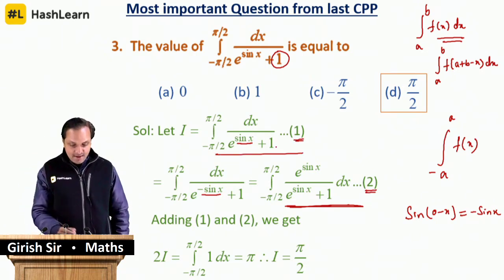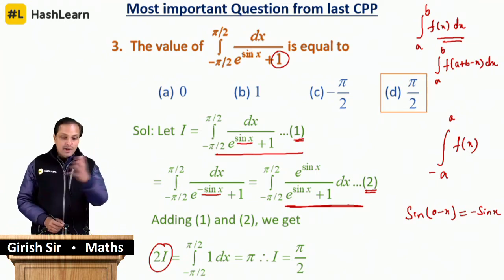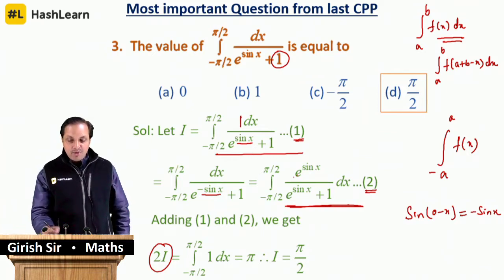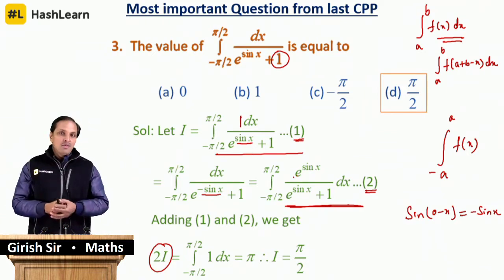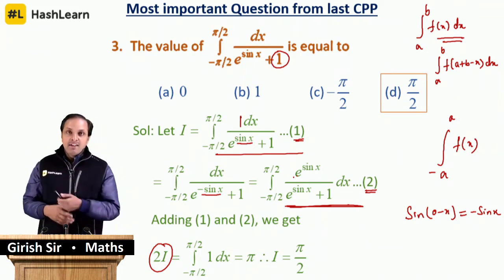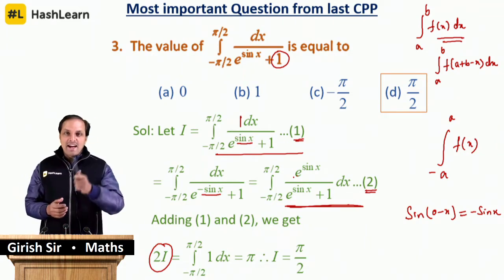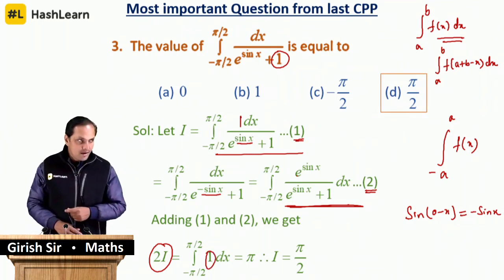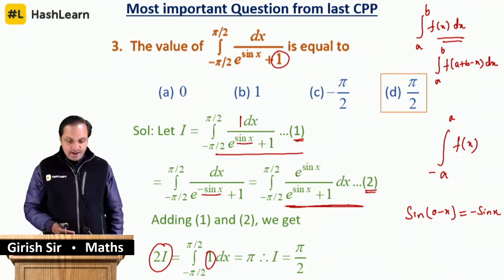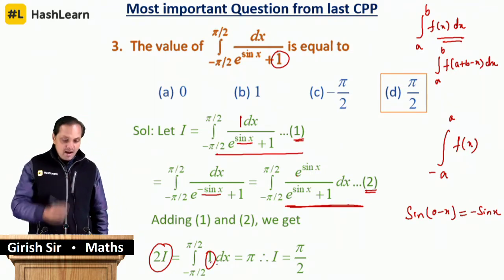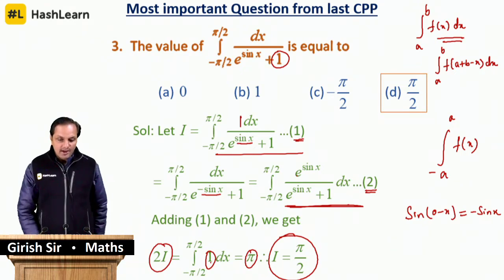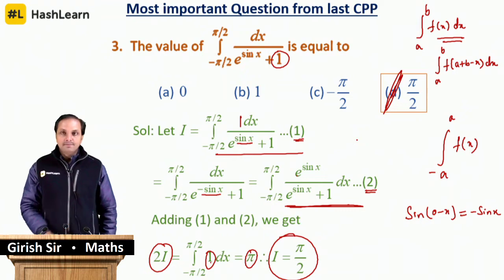If you add the left hand side, you will get I plus I, 2I, and on the right hand side, if you add, 1 is there, and e to the power sin x is there. Your LCM is also 1 plus e to the power sin x, so the two terms in the numerator and the denominator get cancelled. You will have only the integration of 1 dx. If you integrate it, integration of 1 is x, replace upper limit minus lower limit, that will give you pi. So 2I is equal to pi means I will be equal to pi by 2, which is there in option D. That is the answer.